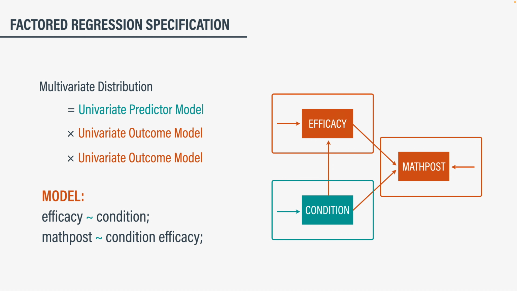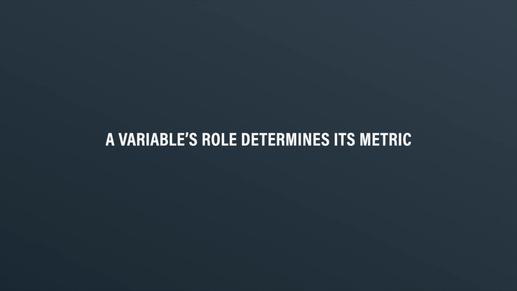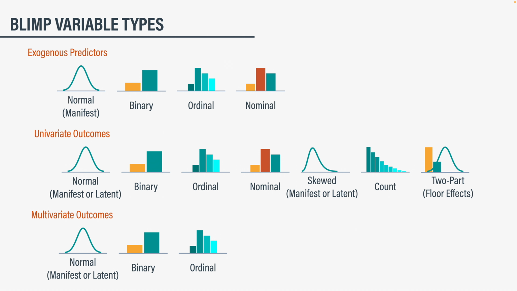The advantage of this specification is that each of those regression models can have effects and different types of variables that would be inconsistent with off-the-shelf multivariate distributions like the multivariate normal. A variable's role in a model actually dictates the type of metric that it can have. Exogenous predictors like the intervention indicator can be normal, binary, ordinal, or nominal, but those univariate outcomes like the mediator and math post-test scores have a much wider range of variable types that we can use.